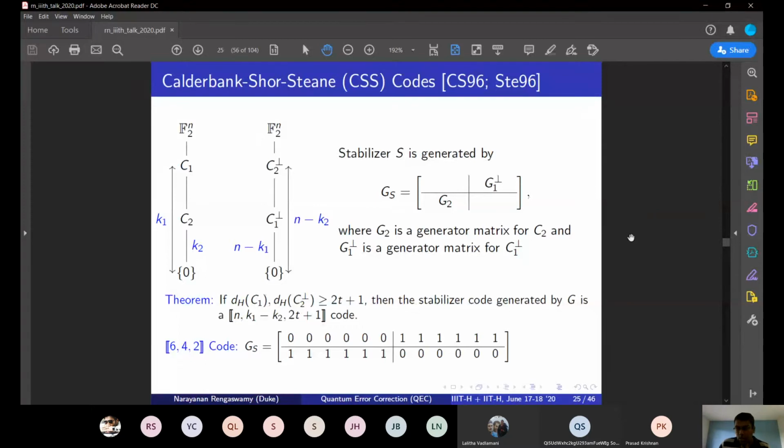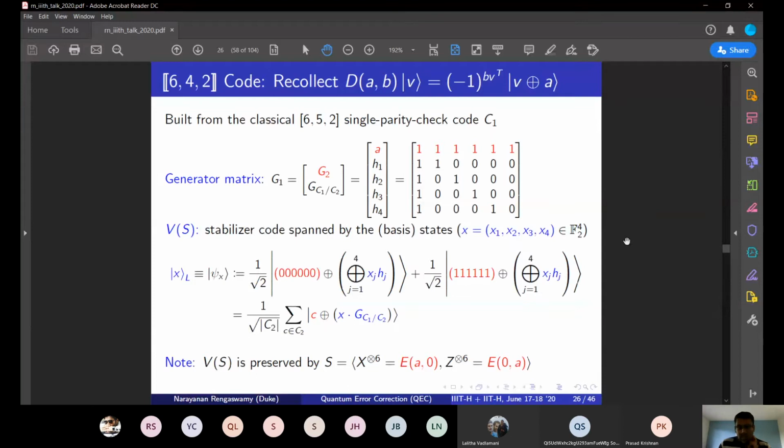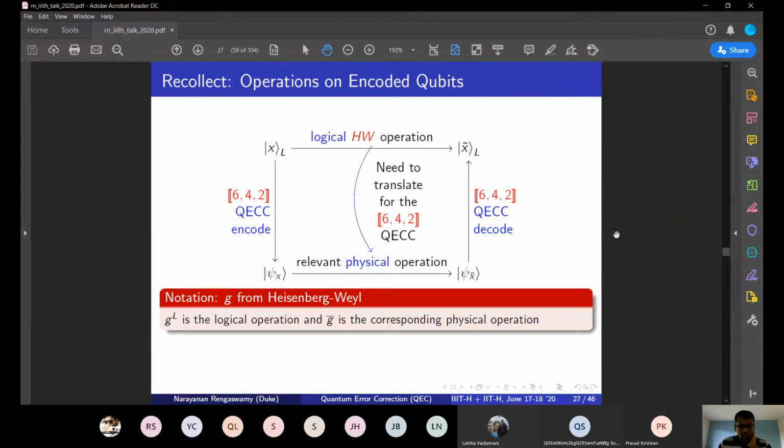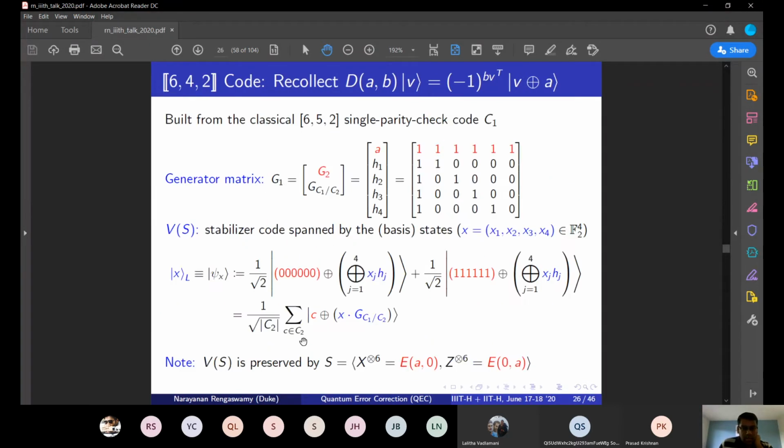Okay, so initially I was planning to go through the 642 construction, but I think I'll skip that to talk about more important things. I'm happy to share these slides. Hopefully they'll be self-explanatory. But basically what I want to highlight is whenever you have a CSS code, there is an explicit way to write a logical basis state. And so once you write down a generator matrix for this code C2 and C1, C2 lives inside C1, and this is the generator for the coset.